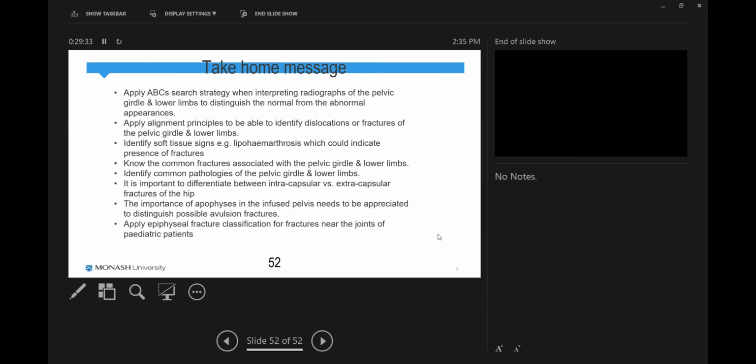So if we are looking at the unfused pelvis, not infused, I see I've written there, to appreciate that this could be possible avulsion fractures. And then also to apply epiphyseal fracture classifications in the pediatric patient where the fractures are near the joints.